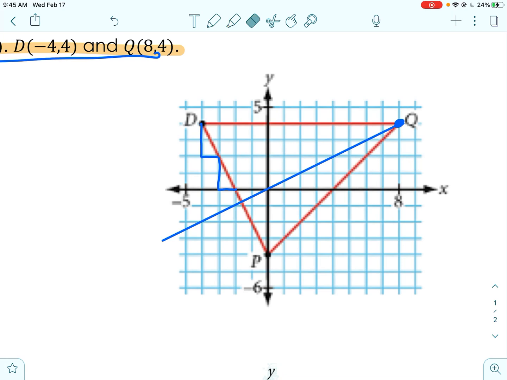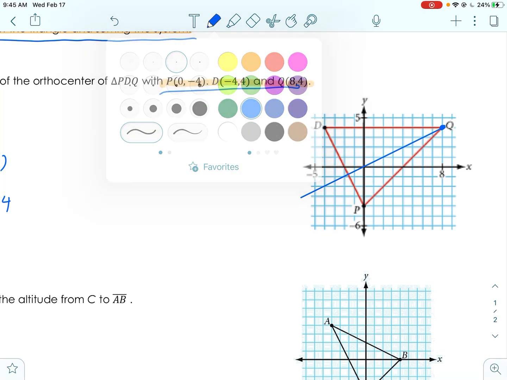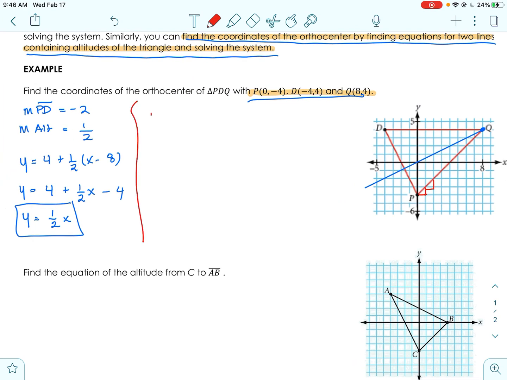Now, after that, we would need to find another one of our altitudes. So what we'll do is we'll find the altitude that goes from point D over to side PQ. The first thing that we would need to know is what the slope of PQ is. The slope of PQ, as you can see, is up 1 over 1. So write that down. The slope of PQ is positive 1. That means the slope of the altitude would be equal to negative 1.